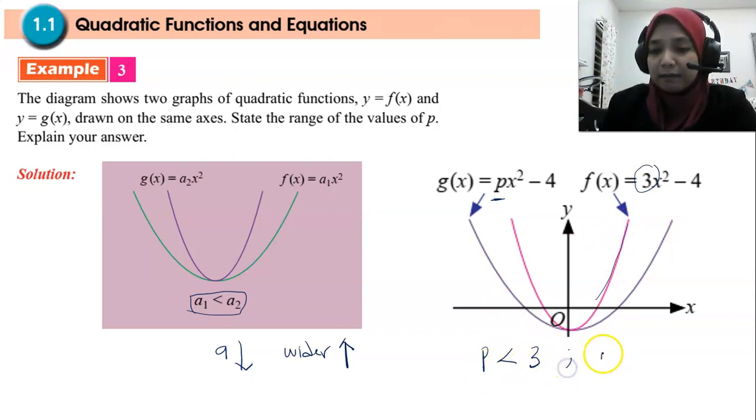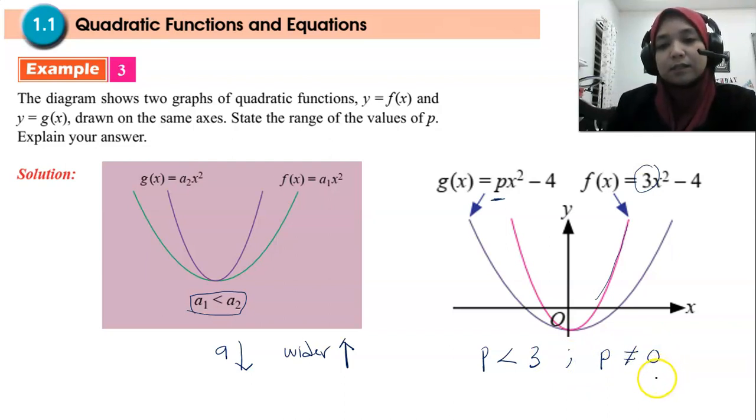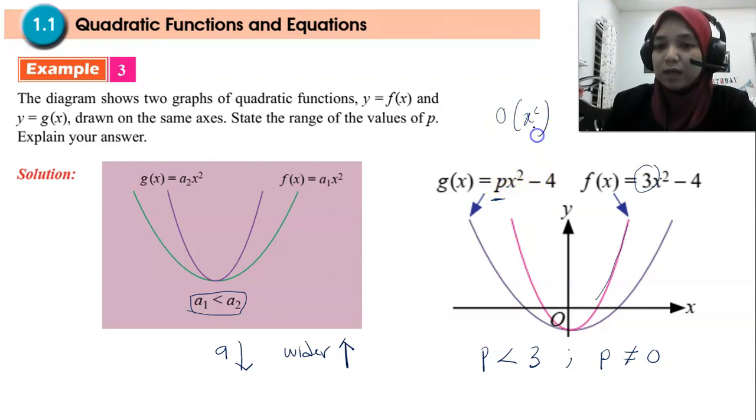Dan kena ingat, P cannot equal to 0. Kenapa? Kalau P 0, apa jadi? Bukan lagi kuadratik. Kuadratik kena ada x square. Kalau P 0, 0 times x square, maksudnya dah tak ada kuadratik. Jadi, linear equation saja. So, macam mana nak buat range kita ni?